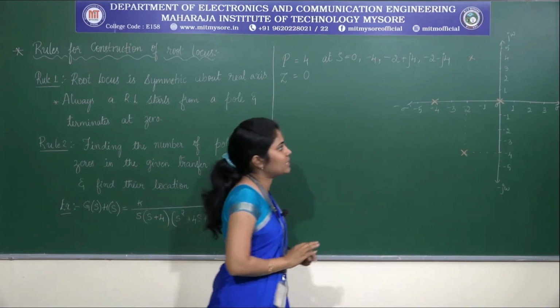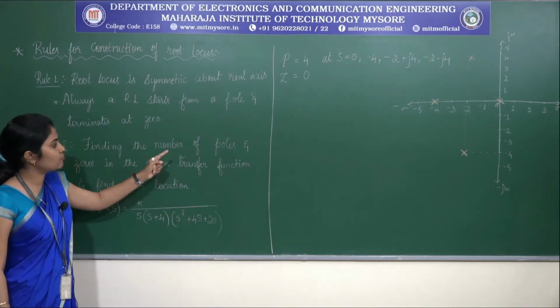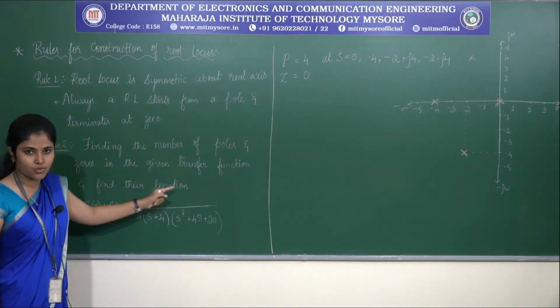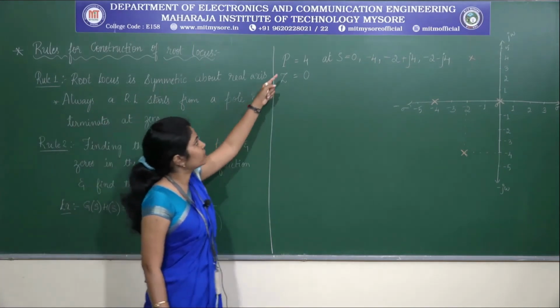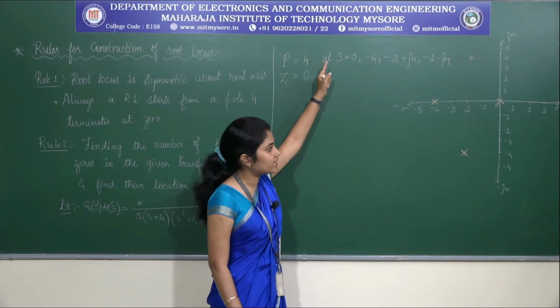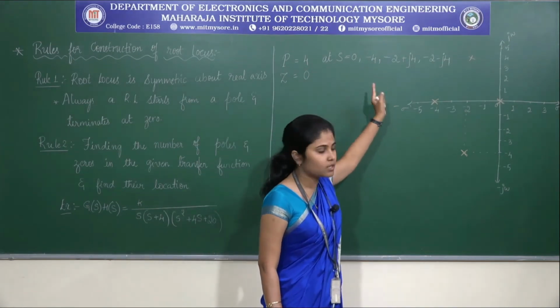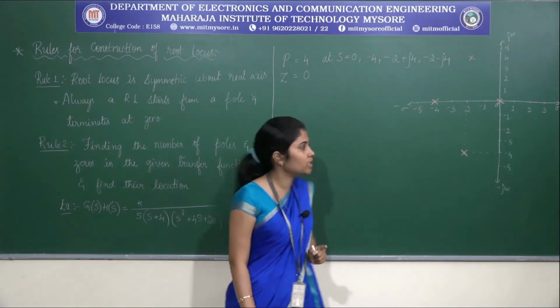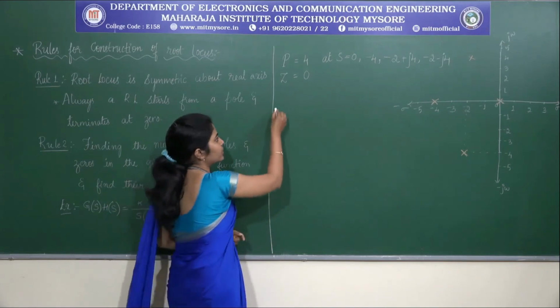So this completes rule 2, that is finding the number of poles and zeros in the given transfer function and finding their locations. First try to find out the number of poles and zeros, then their locations, then plot all the data calculated onto the graph sheet. This completes rule number 2. Moving on to rule 3.